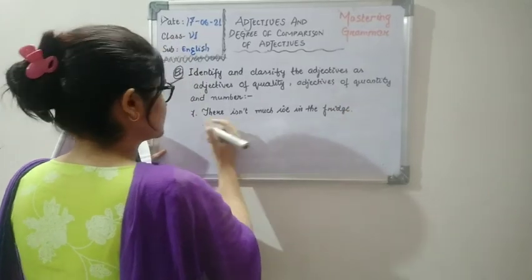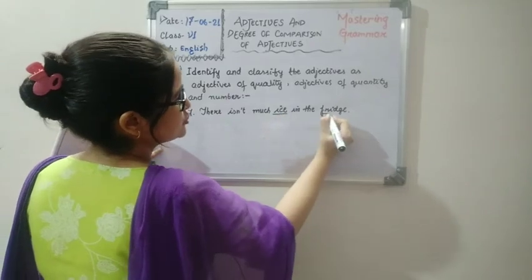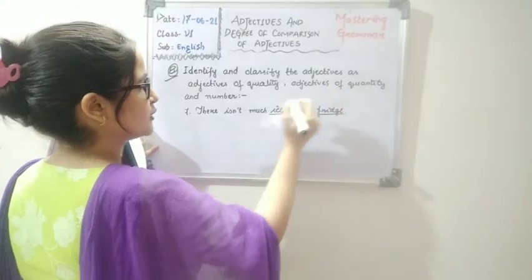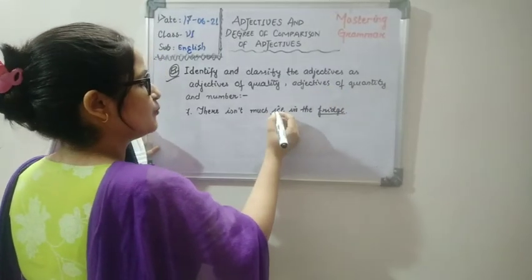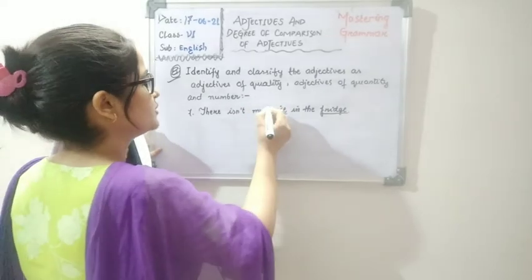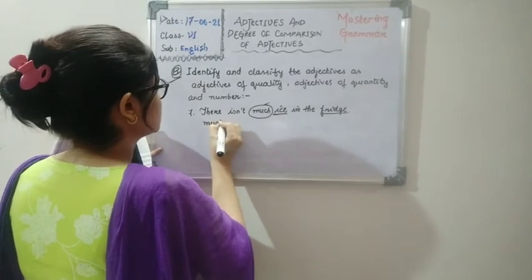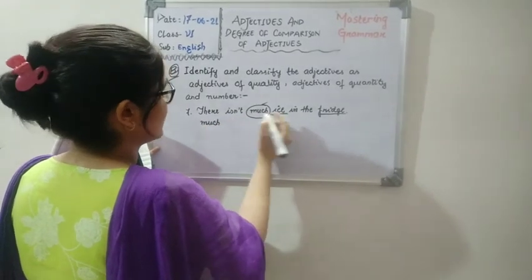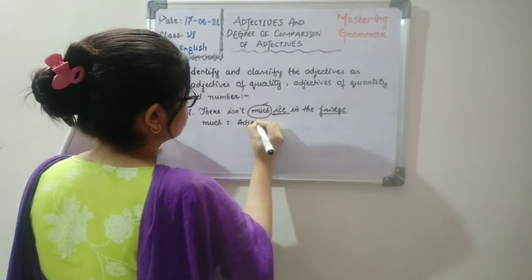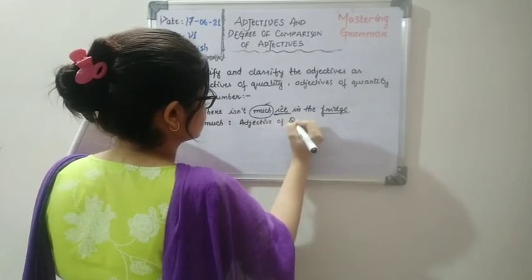Okay. So we can see that here ice and fridge are two nouns, but nothing is being said about fridge. So we will take ice, and what amount of ice is in the fridge? How much ice is in the fridge? Much ice is in the fridge. So because ice is an uncountable noun, much has to be adjective of quantity. Quantity, okay?